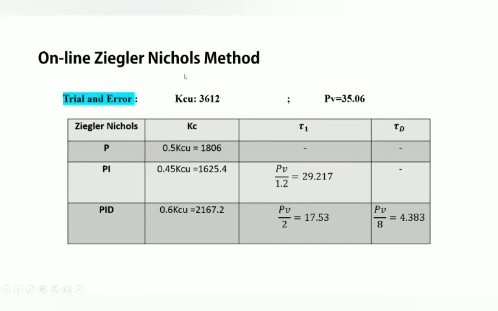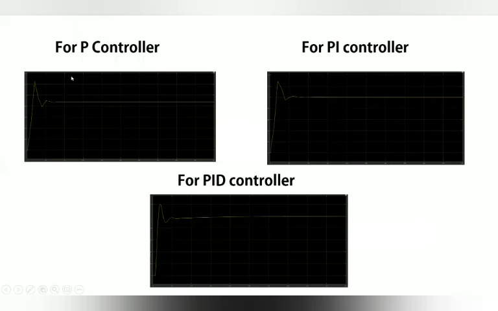Moving on to the online Ziegler-Nichols method, by using a trial and error method, we have obtained the KCU is 3612 and the PU is 35.06. So by substituting KCU and PU into the equation, we will obtain this table of values. From this table, we will substitute the KC value, tau1 value, and tau-d value into the Simulink, the P controller, PI controller, PID controller, and we will obtain the responses. After running the Simulink, for the P controller, the response will be this, and the response for PI controller is this, and the response for PID controller is this.